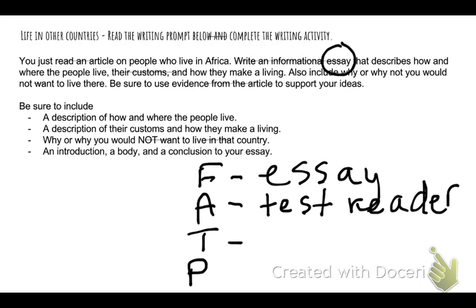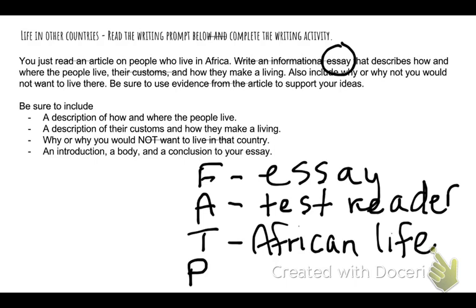Next step, topic. What am I writing about? Well, it says up here, I'm going to describe how and where people live, customs, and make a living in Africa. Include why or why not you would want to live there. Okay? So my topic is African life. You could also say life in Africa. So a topic is usually just a couple words or a phrase. Really, really basic.